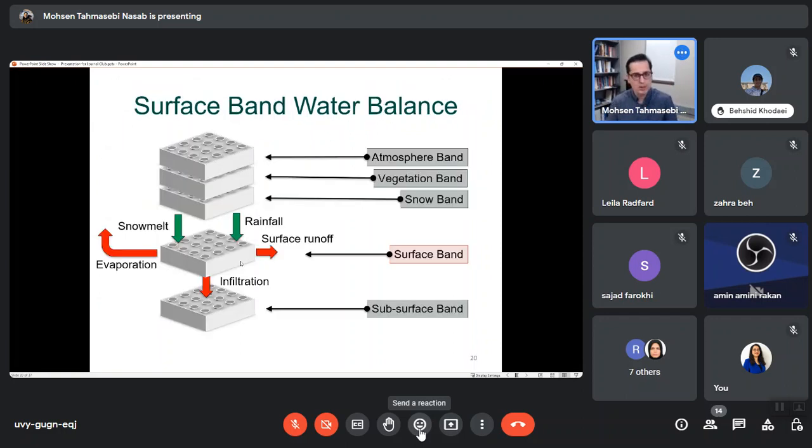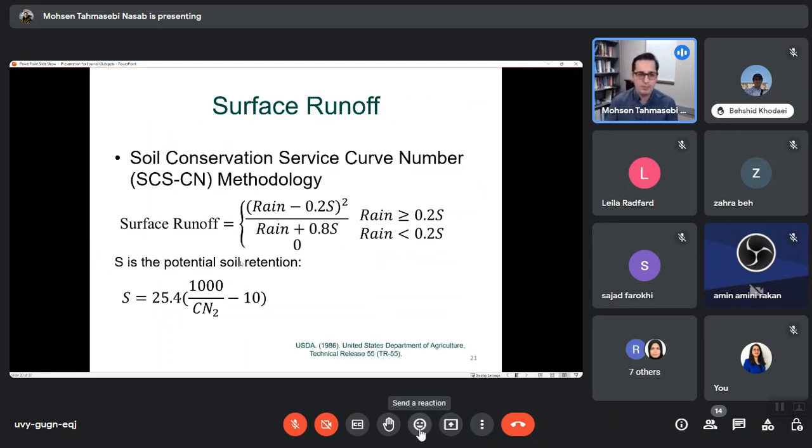All right. Now, when the snow melt is simulated, that's going to be an input to the surface band, in addition to rainfall. And the output from the surface band is going to be evaporation, infiltration, and surface runoff. How do we model that? It's going to be simply using a very famous method that I'm sure those of you who have had hydrology know about, the SCS curve number method.